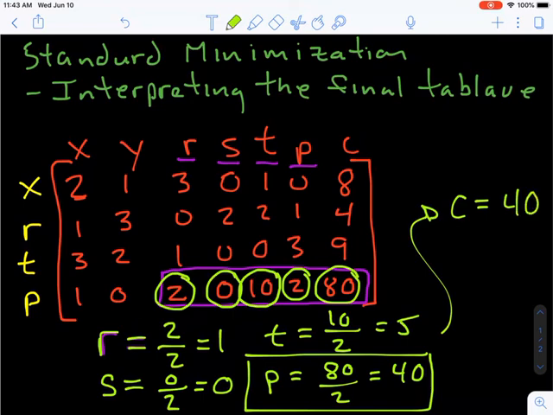And this occurs, of course, when R is equal to 1, S is equal to 0, and T is equal to 5. Now, R, S, and T would be the variables in the original primal problem, which was a standard minimization problem.